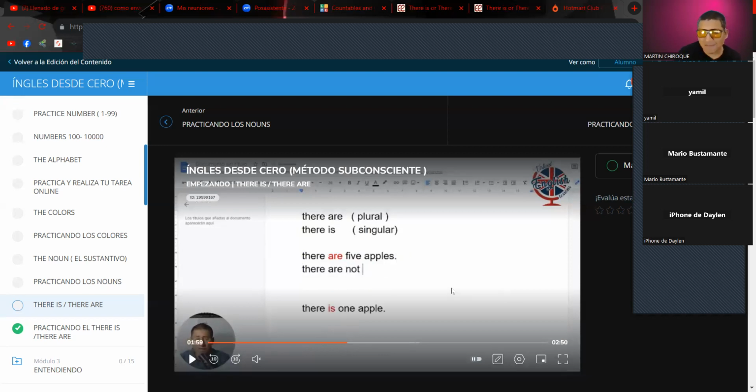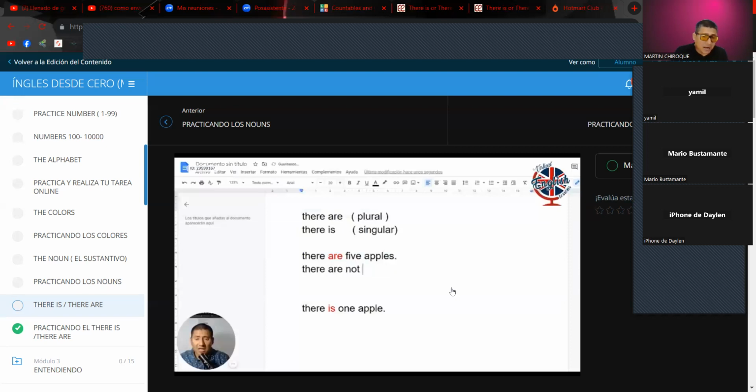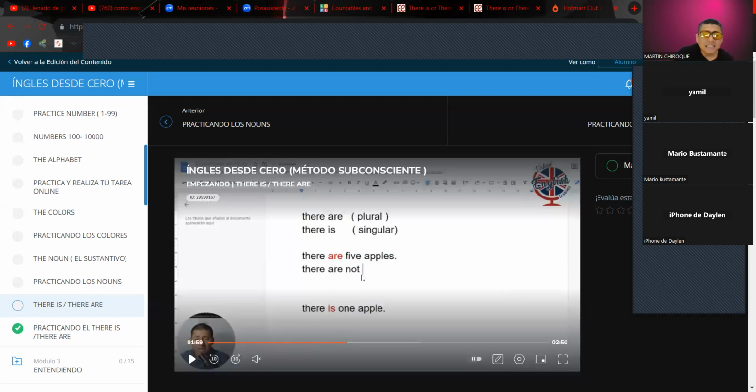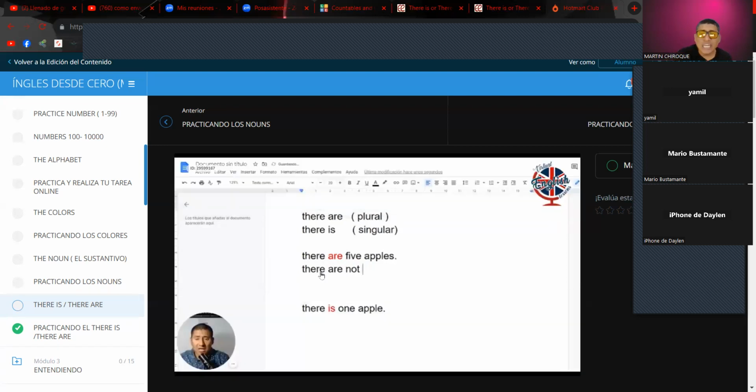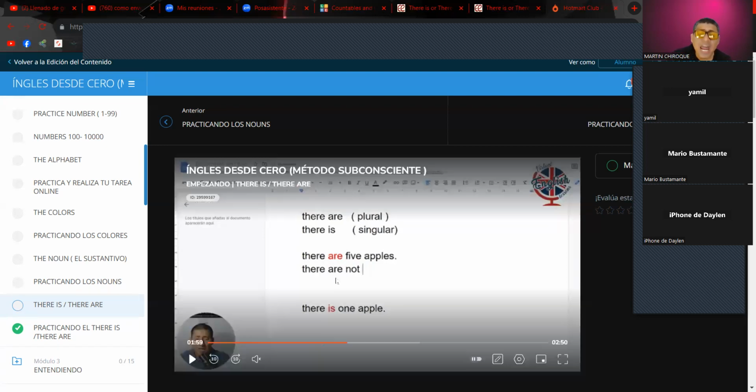But what is the negative, teacher? For example, the negative of "there are" in this case is "there are not". You can say here, "there are not" is important. Or in the contraction in English is "there aren't". You can say "there aren't five apples", okay?